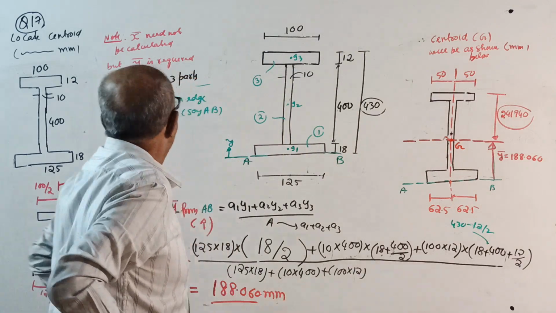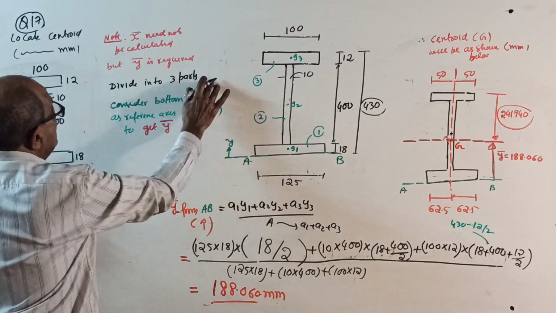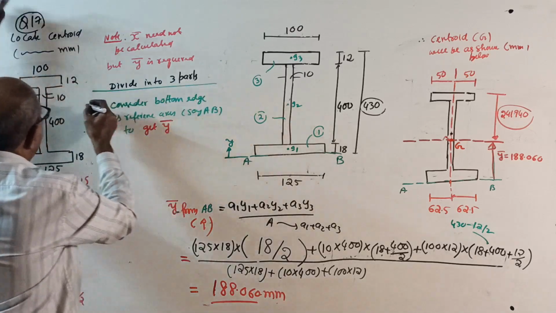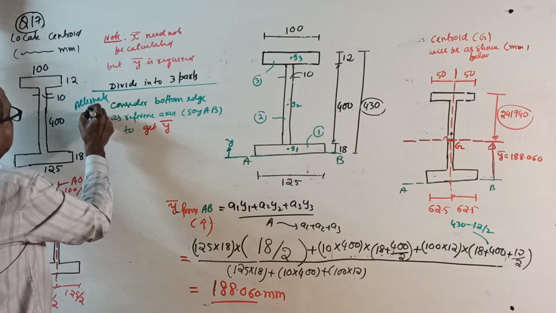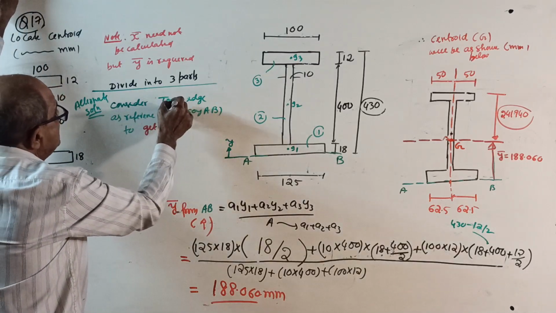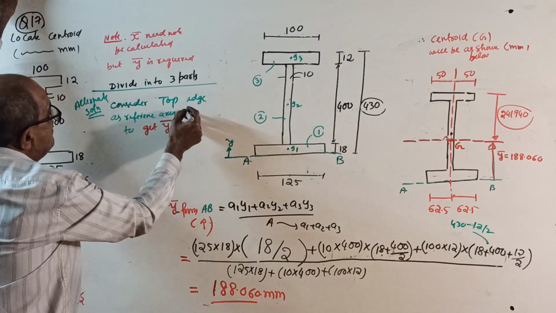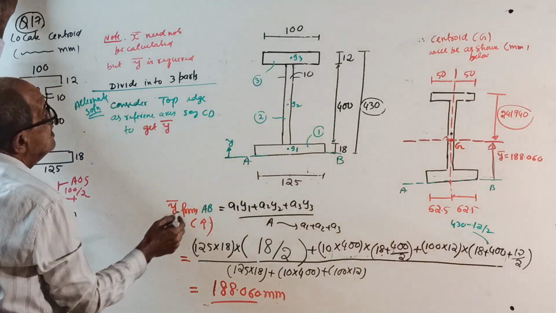Okay, over. Now immediately, after dividing into three parts, you write here: alternate solution. Next time I won't give alternate solution. Consider top edge as reference. Say not AB, say CD, to get y bar. See, take here.